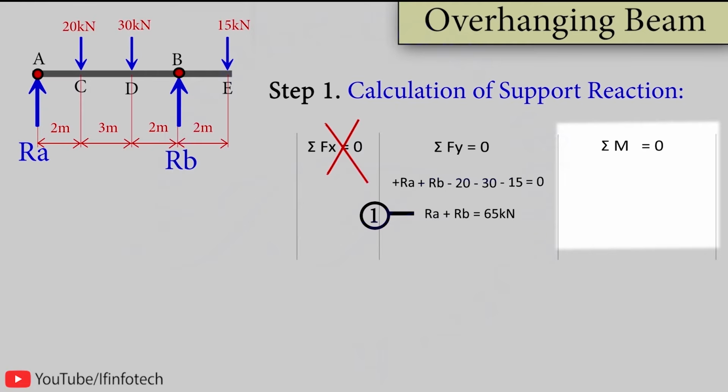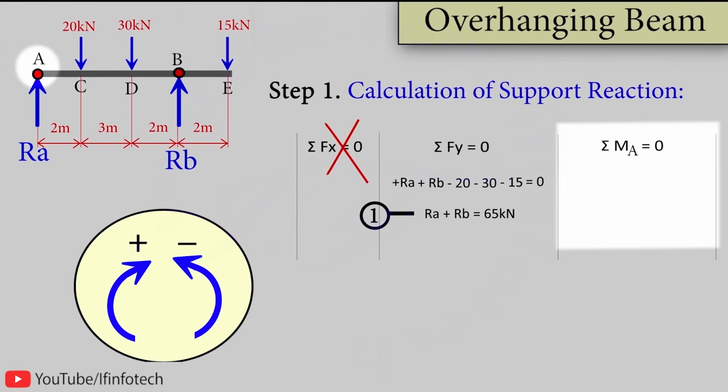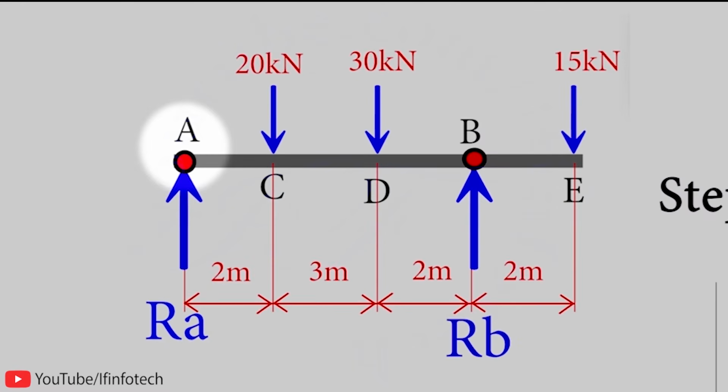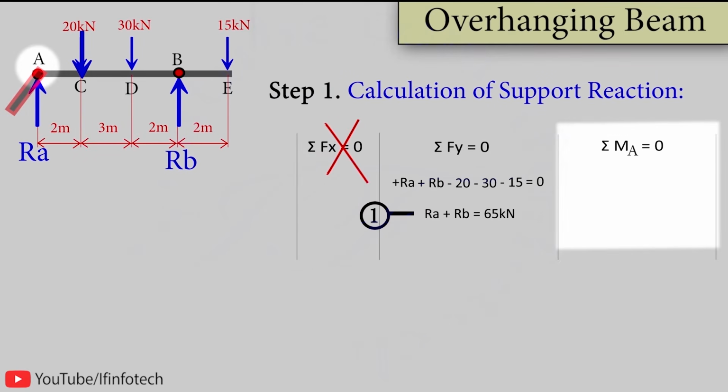Now next I use second equation of equilibrium, that is summation of moment. Now calculating moment, either we can take moment at point A or at point B. If I am taking moment at point A, that is summation of moment of all forces at point A is equal to 0. And here my sign convention is clockwise moment as positive and anti-clockwise moment as negative. So for taking moment at point A, I fix beam at point A.